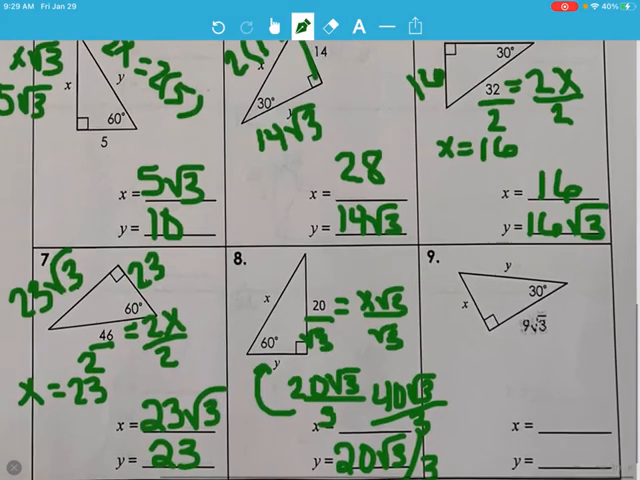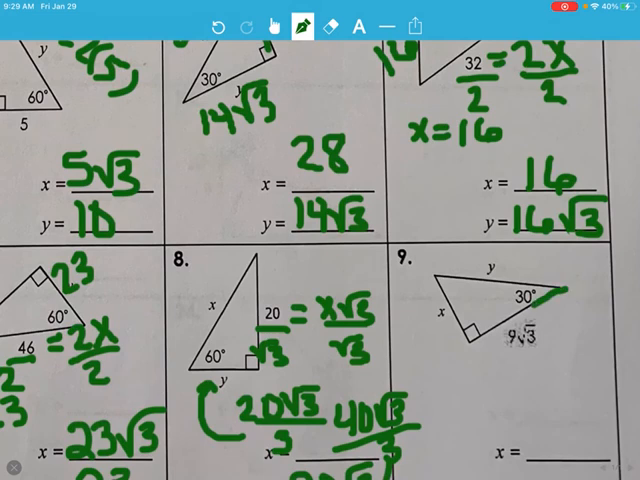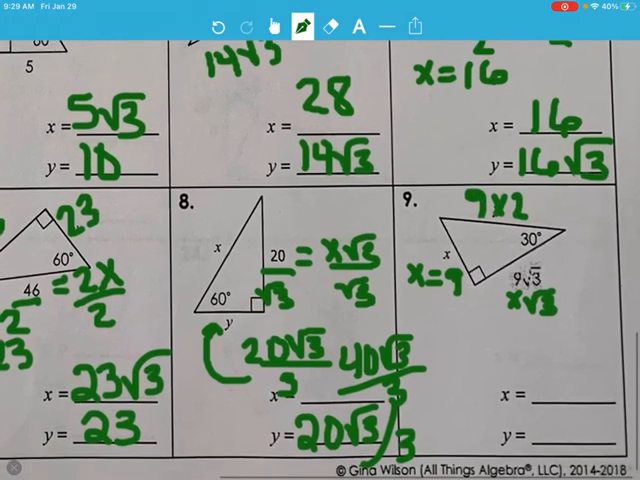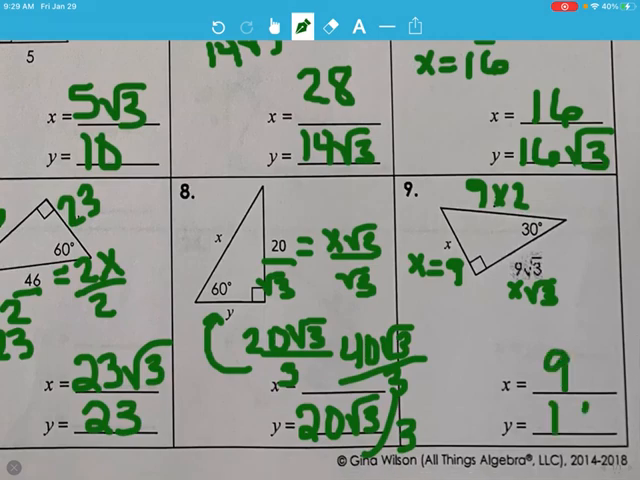Lastly, number 9. This is our longer leg, and it's 9 root 3, which is awesome because this is represented, remember, by X root 3. So that means my X is 9, because those cancel out, so X is 9. So smaller side is 9. Remember, to get the hypotenuse, it's just times by 2. So 9 times 2 would be 18 in this case.